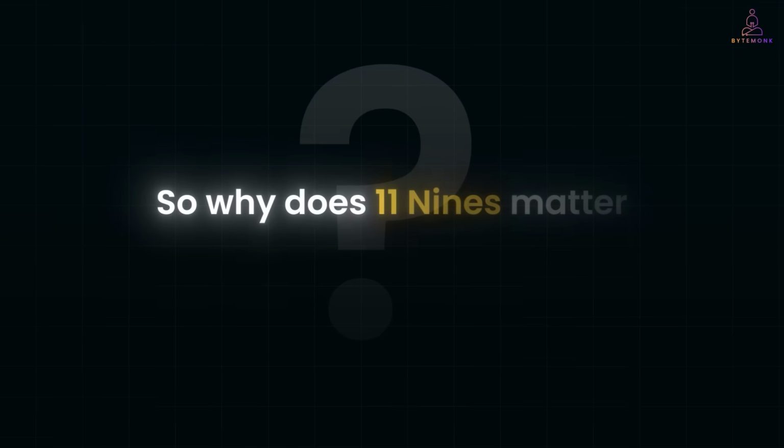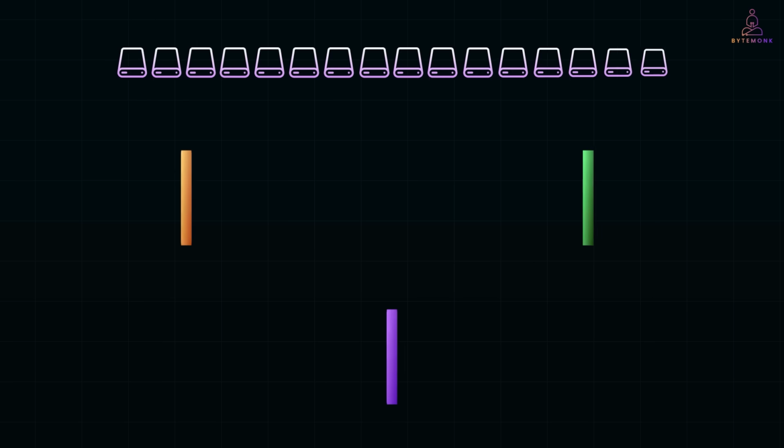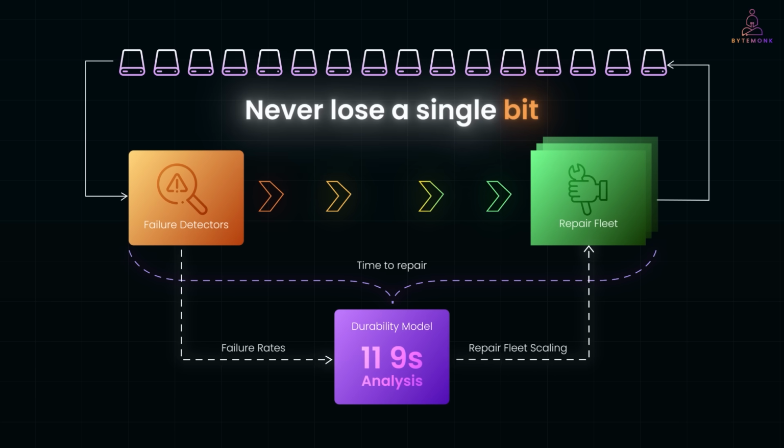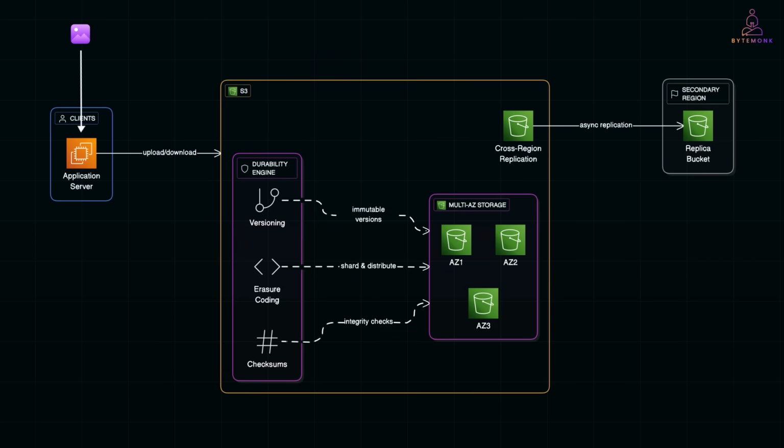So why does 11 9's matter? Amazon S3 doesn't just store your data. It protects it with layers of engineering, years of experience, and a relentless focus on doing one thing really, really well. Never lose a single bit. So the next time you upload something to the cloud and take for granted that it will be there tomorrow, now you know why.